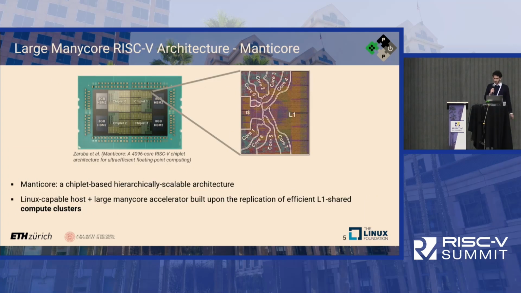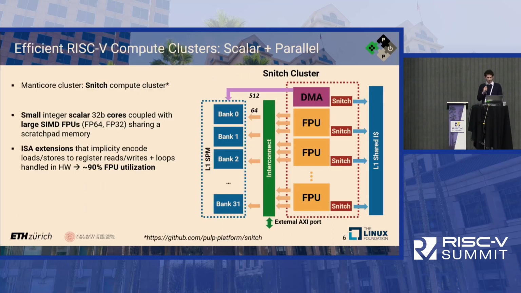So our starting point is Manycore. This is a chiplet-based hierarchically scalable architecture. It contains a Linux-capable host that is enhanced with a large manycore accelerator built upon the replication of efficient L1 shared compute clusters. Such clusters are the Snitch clusters. They contain area-optimized, scalar, very small 32-bit RISC-V cores, coupled with large FPUs that have support for single and double precision, and also SIMD capabilities.